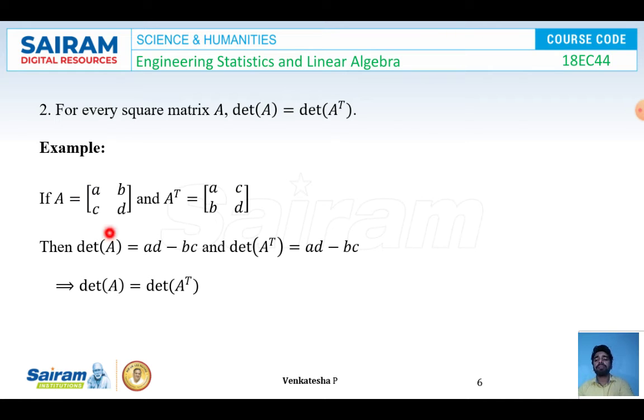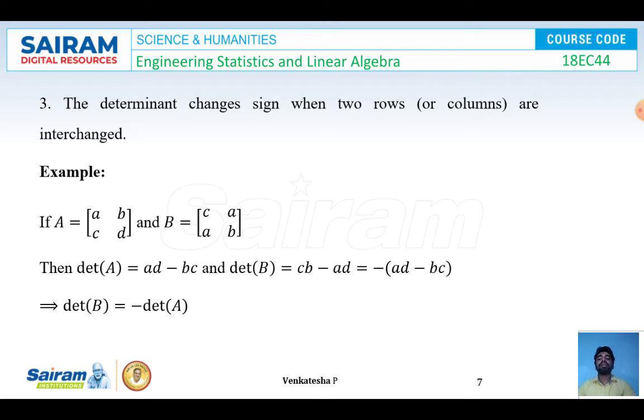The determinant of the matrix A will be equal to ad minus bc, and the determinant of A transpose will be equal to ad minus bc. Since both are the same, I can say that the determinant of A will be equal to the determinant of the A transpose matrix. Hence the condition has been proved in this case.